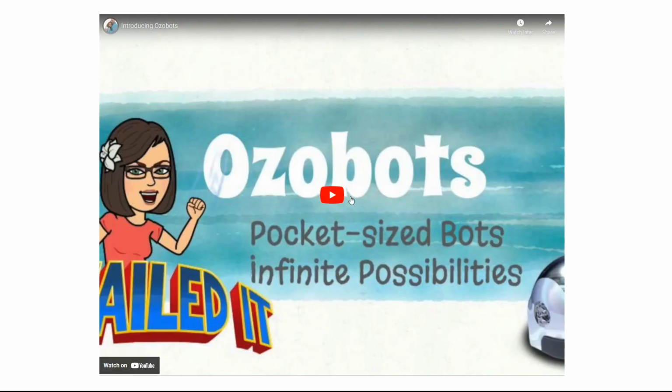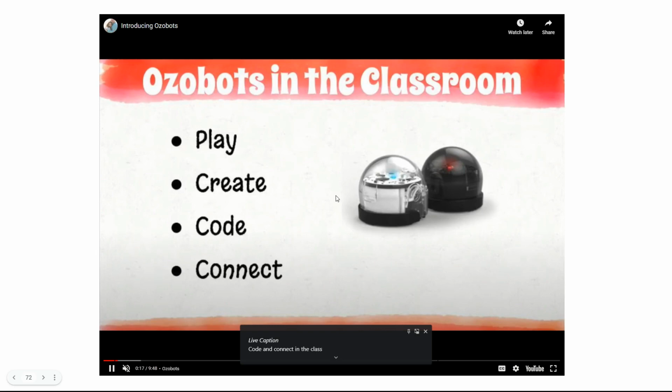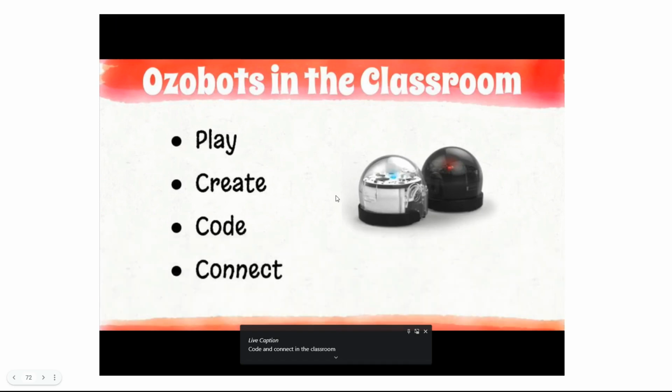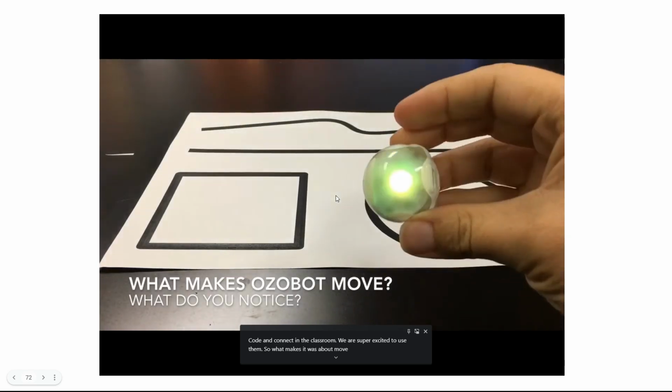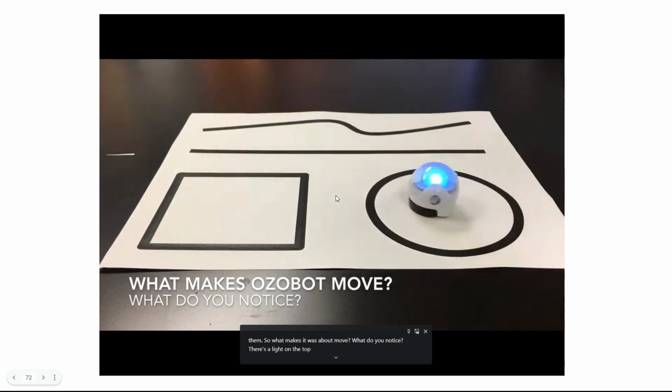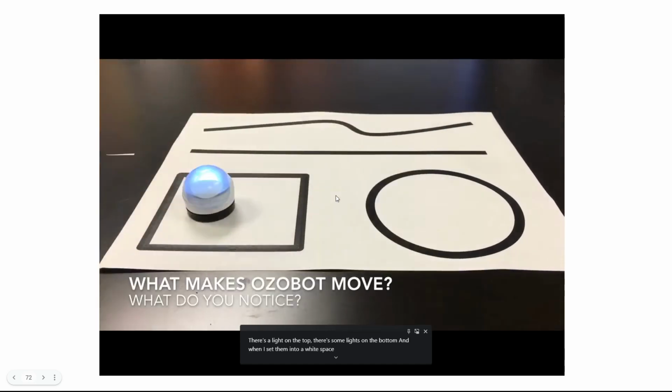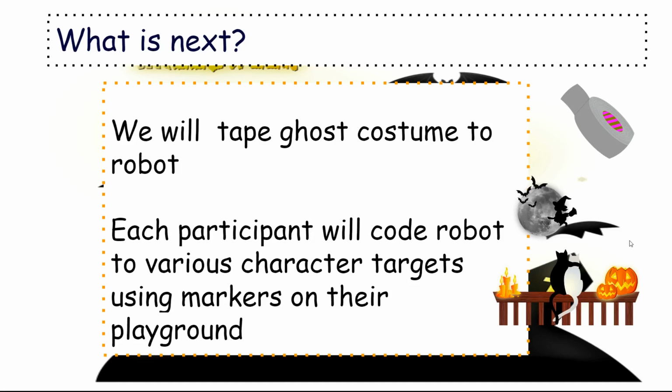Now, here is a short video, and if you've never used the Ozobots before, this is a great recording on YouTube. I have this link for you. It's already embedded into this particular lesson, so if you would like to share this video with your students before you show them how to use this, they will absolutely love it. What is next? Well, we'll tape the ghost costume to the robot. Each participant will code the robot to various character targets using markers on the playground.